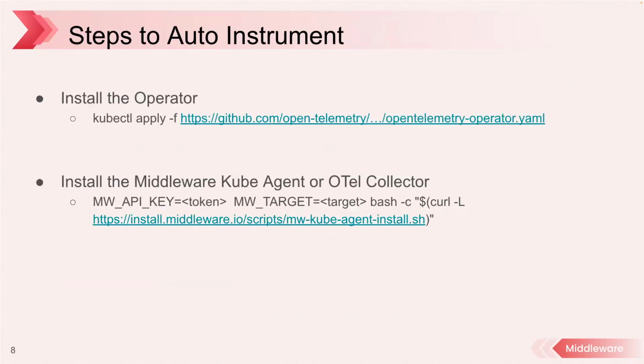So what are the steps to auto instrument? Install the operator. It's a simple kubectl command on OpenTelemetry's website. Once you install the operator, second thing you need to do is install the collector, or something that will collect all your traces and ship it to your backend. You can either use the native OpenTelemetry collector, or you can use Middleware's Kubernetes agent, which is a 100% OpenTelemetry compliant collector distribution.